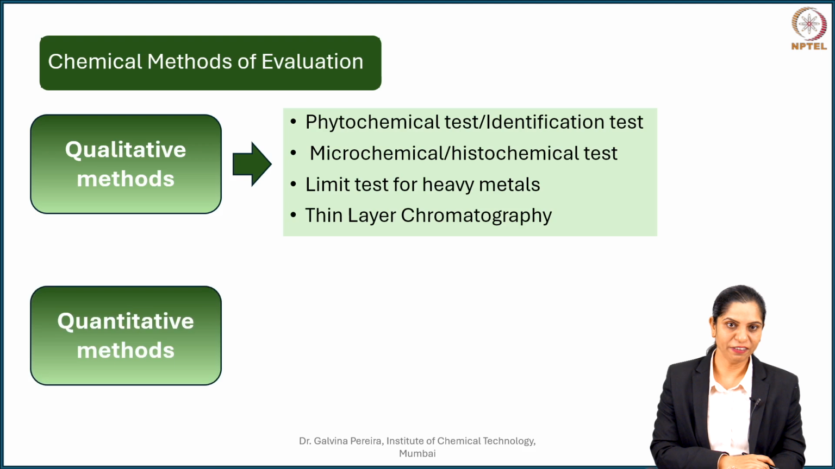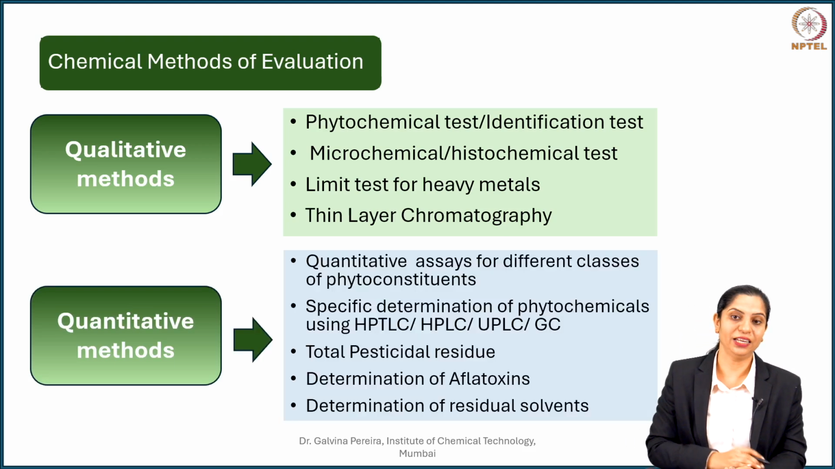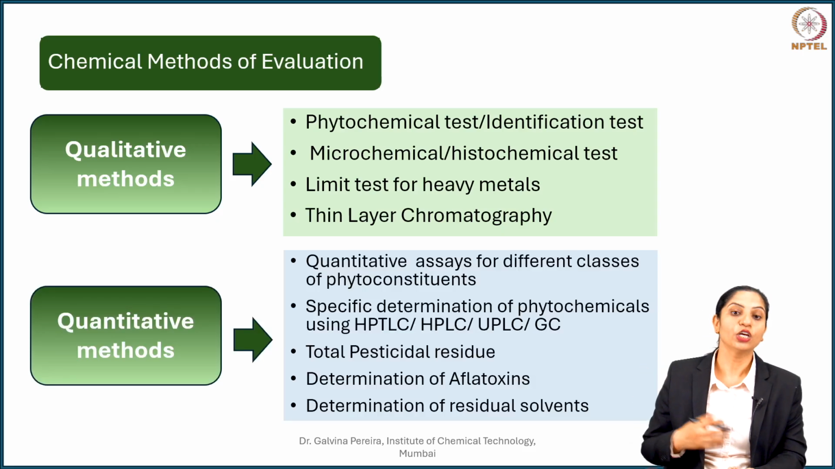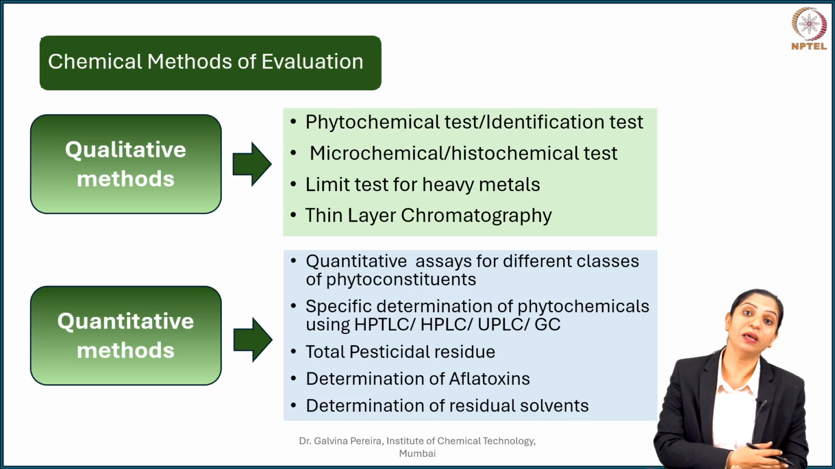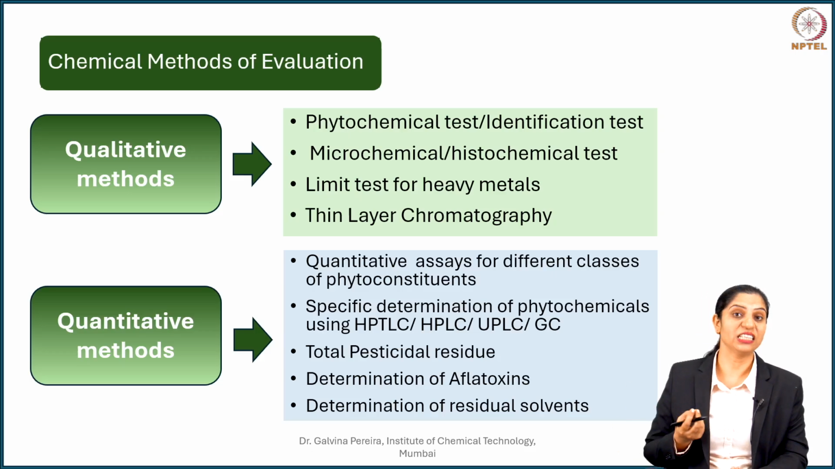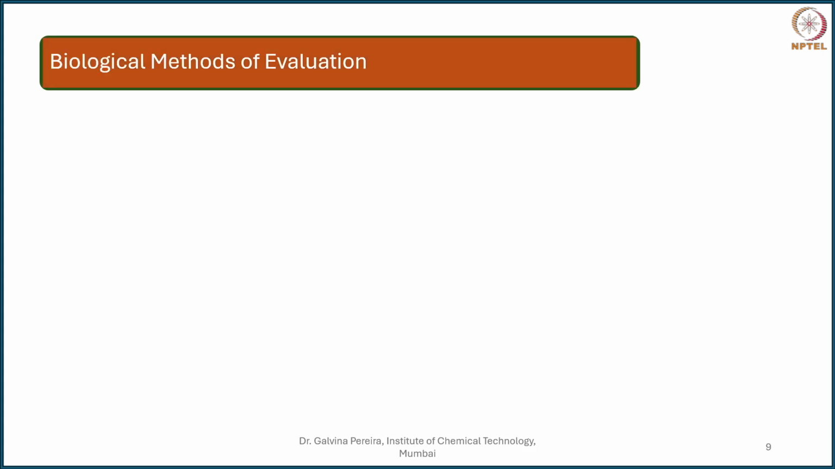Coming to quantitative methods where you want to quantify how much curcumin is there, you could do it by UV or certain spectrophotometric assays. You could do it by chromatographic assays such as HPTLC, HPLC, UPLC, GC. In addition to that, for standardization, you also have to quantify impurities. This includes pesticides, this includes mycotoxins such as aflatoxins, and includes your residual solvents which can pose as impurities in your drugs. The last method of standardization includes your biological method.